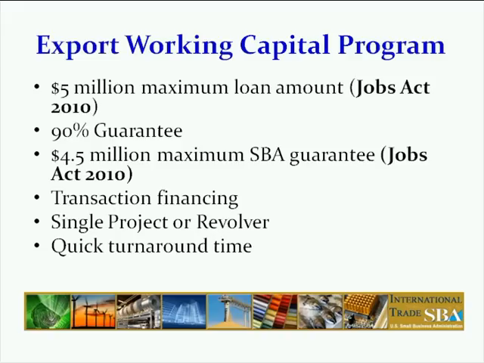A 90% guarantee on the working capital loan. The Jobs Act enhanced SBA's program from $2 million to $5 million as of last September. And the $4.5 million maximum guarantee, the reason why we say that is because under the old format, with the $2 million gross loan, we only had a cap of $1.5 million on the guarantee, so it was 75%.